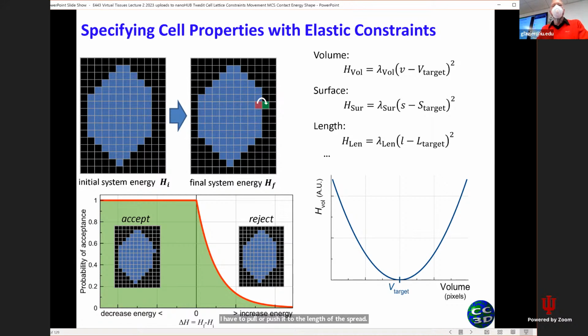So with the cell volume, I have this idea that if the cell has its target volume, then there's no force acting on its surface. If the cell is bigger than its target volume, it's under tension. And if the cell is smaller than its target volume, it's under pressure. Again, thinking about a balloon is a good way to do that.